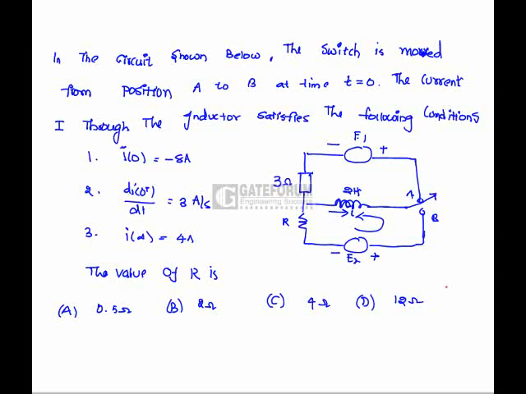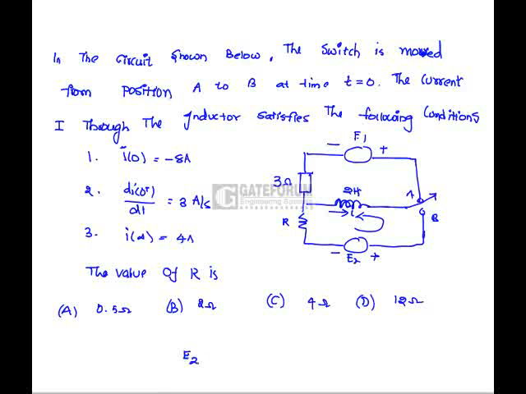As shown below, the switch is moved from position A to position B at time t equals 0. The current I through the inductor satisfies the following conditions: I(0) equals minus 8 amps, the rate of change of current at t equals 0 is 3 amps per second, and I(infinity) is 4 amps. Then find the value of R.